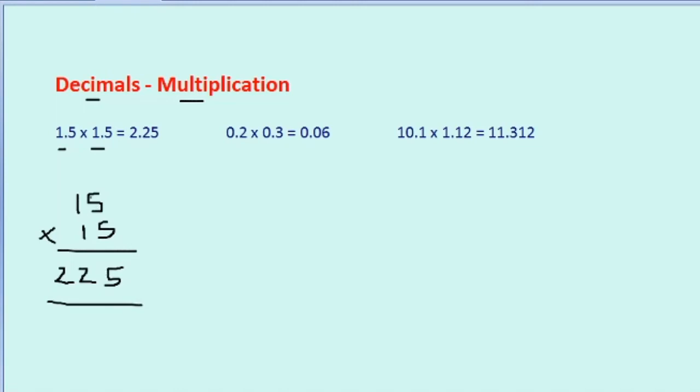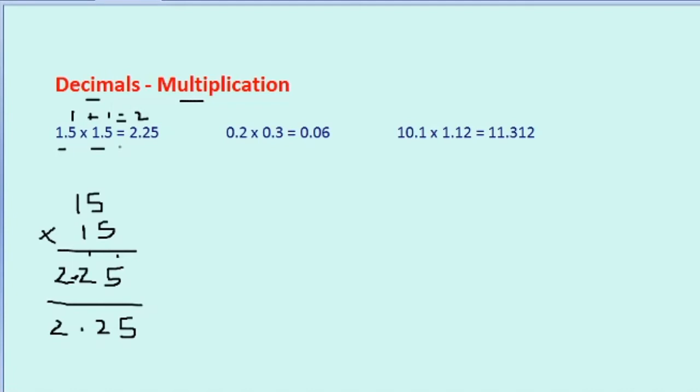Now, while writing this number, how many decimal places did we skip? 1 here and 1 here. See, 1 number after the decimal, 5, and here 1 number after the decimal. So 1 plus 1 will be 2. We have skipped 2 decimal places here. So what we do is from the right side, start counting. 1, 2. After this, we write a decimal point. So the answer will be 2.25.